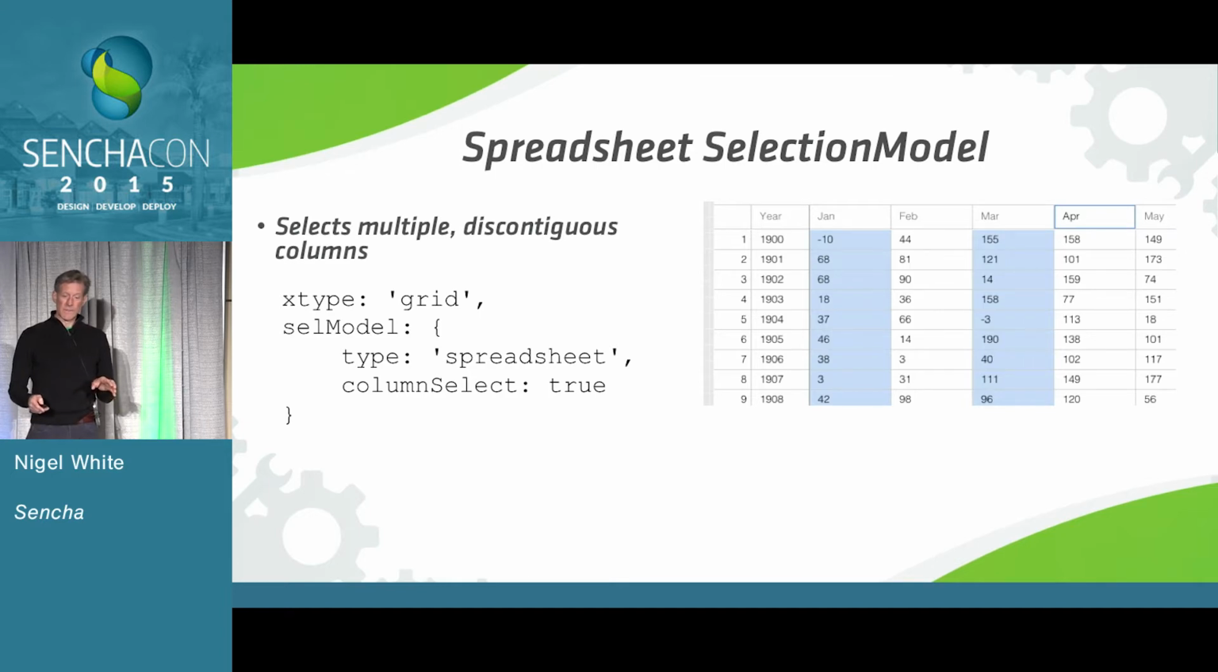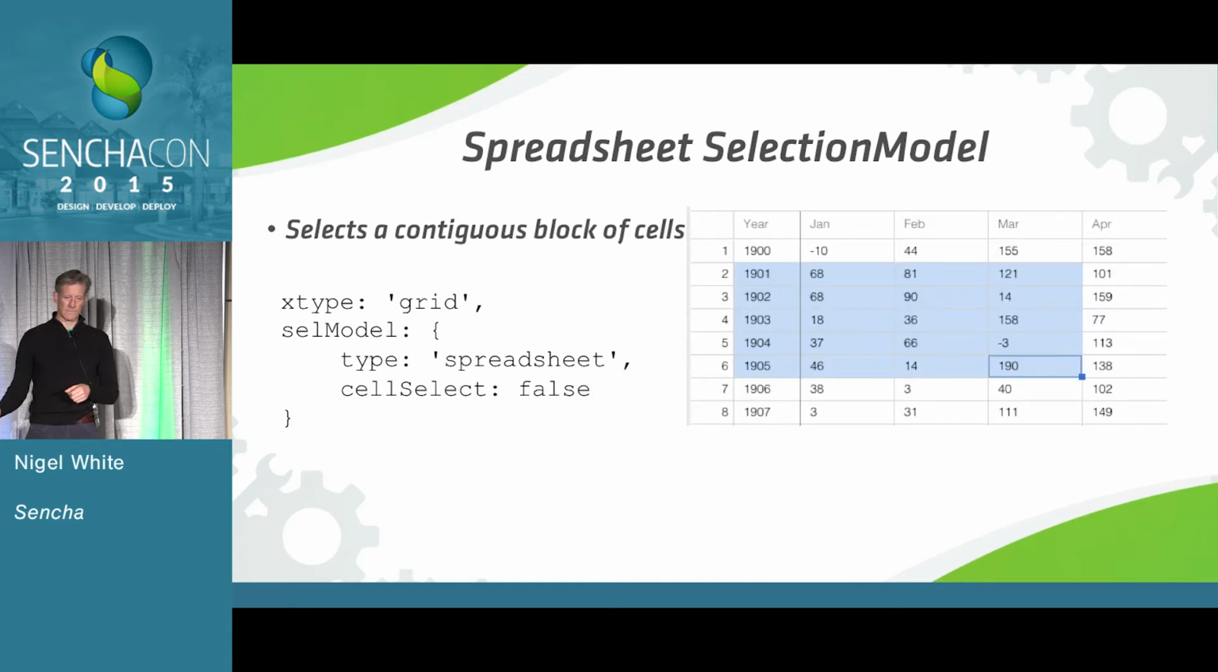You can also select multiple columns. By default, column selection is off because it's a more unusual way of doing selection. If you want to select columns, you have to configure it columnSelect true. And you can also select a contiguous block of cells. Currently, only one contiguous block of cells can be selected. This is selected by default. If you don't want to select cells, you configure it cellSelect false.